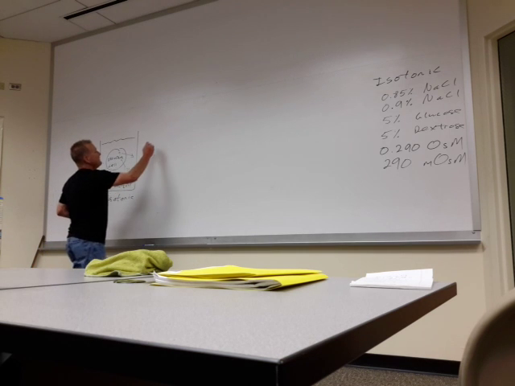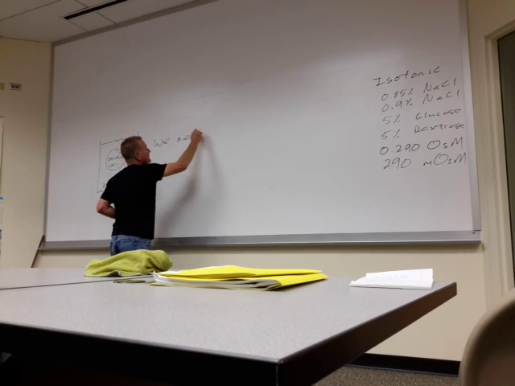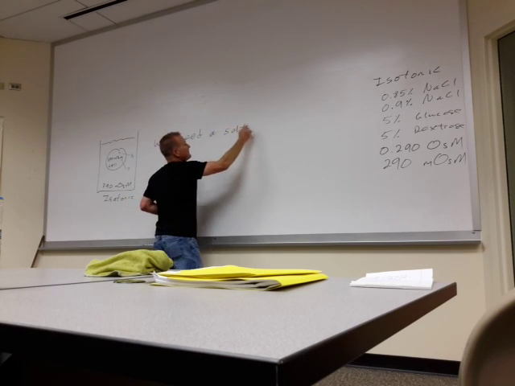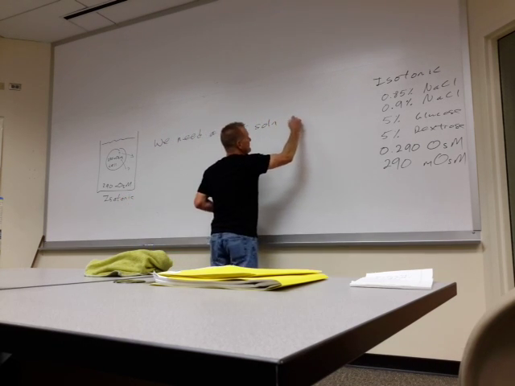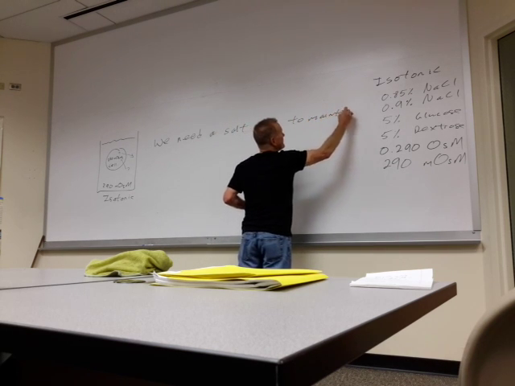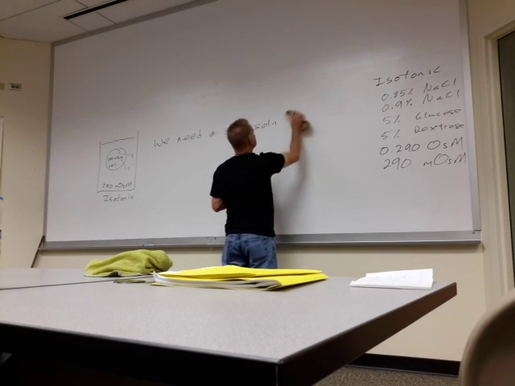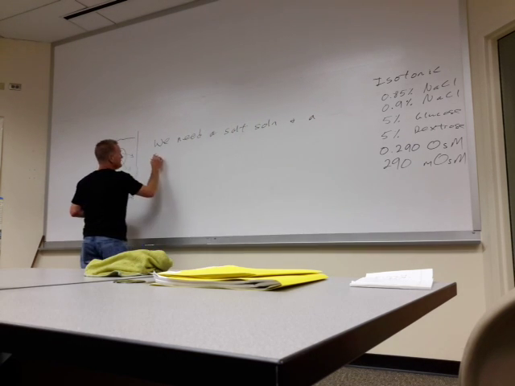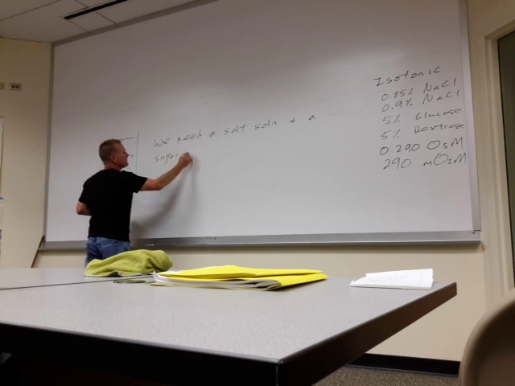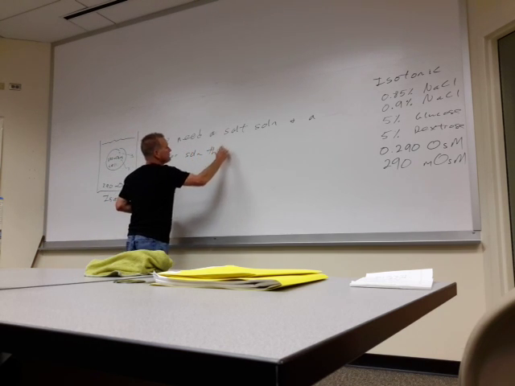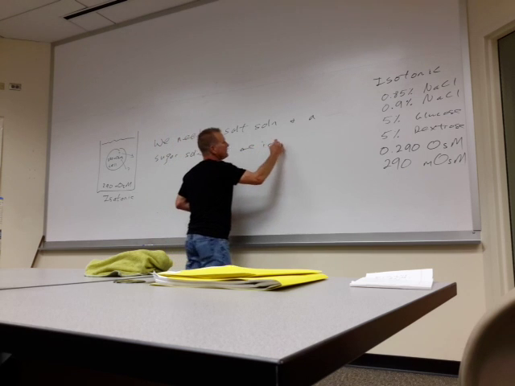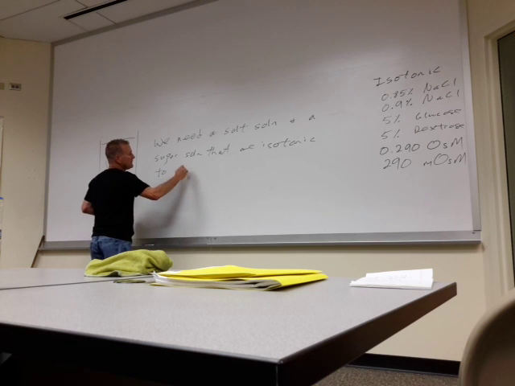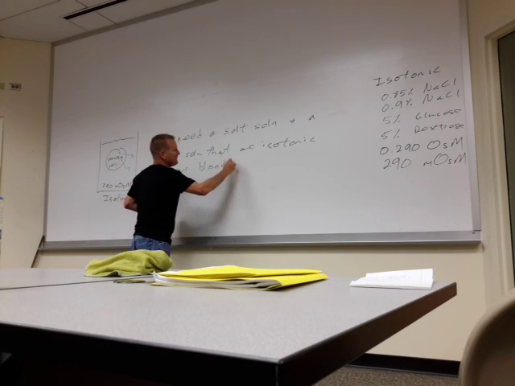Well, so we need a salt solution and a sugar solution that are isotonic to our blood plasma.